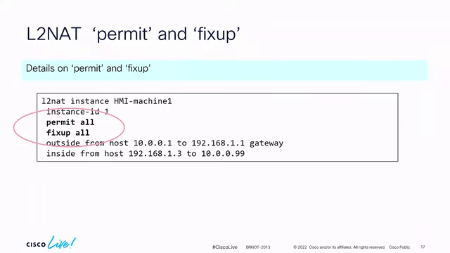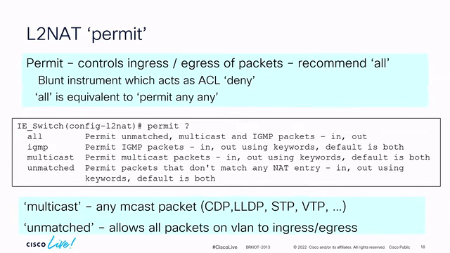So we talked earlier about the permit all and the fix up all. These are relevant, and I'll show you in just a second. So the first one is permit. The permit command is a very blunt instrument that you can use to control packets coming in and out on that interface and that VLAN that you assigned the instance to. It pretty much acts like a deny ACL.